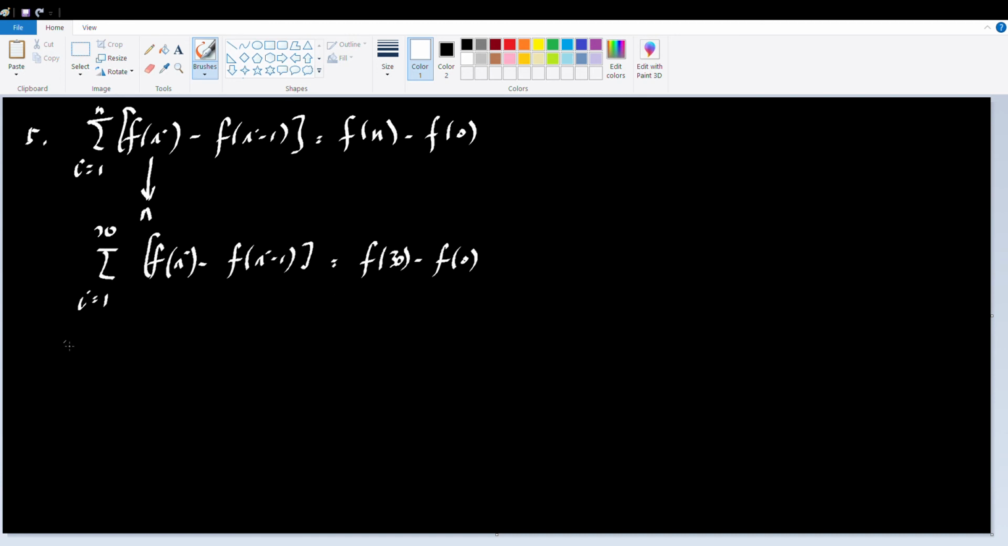Okay, so here's another example. You want to find the sum of 2 to the I minus 2 to the I minus 1.